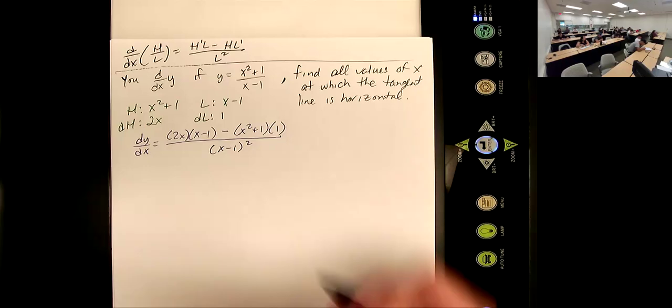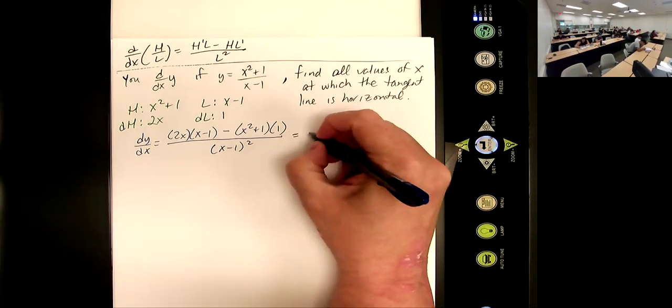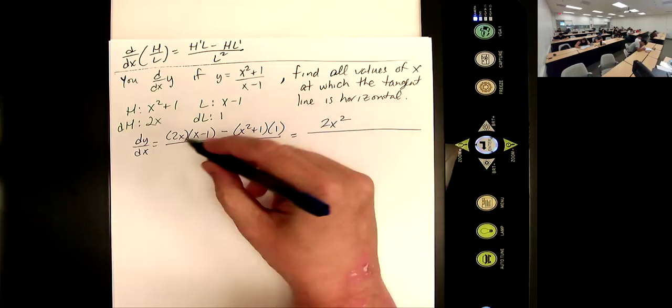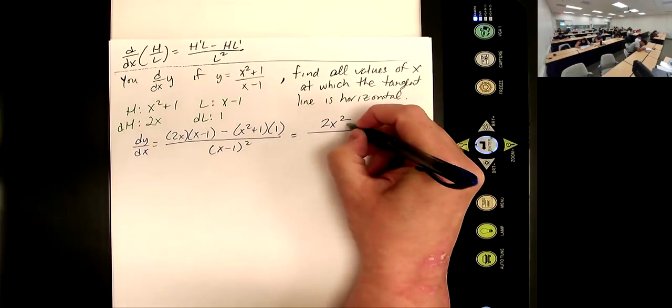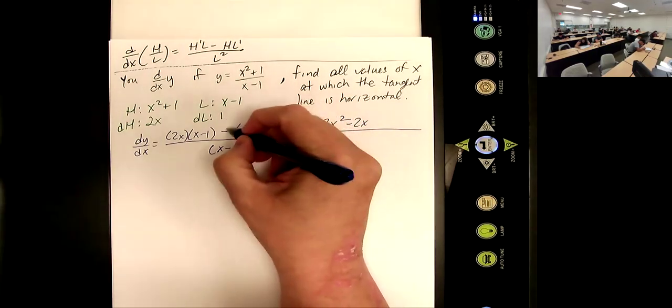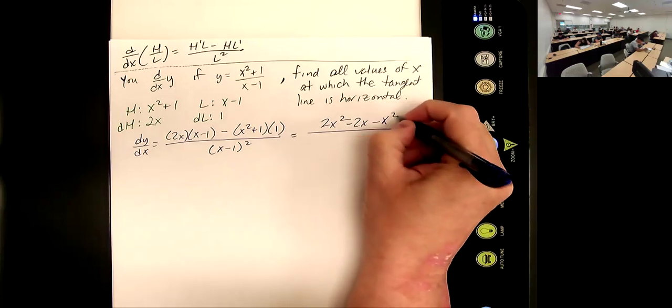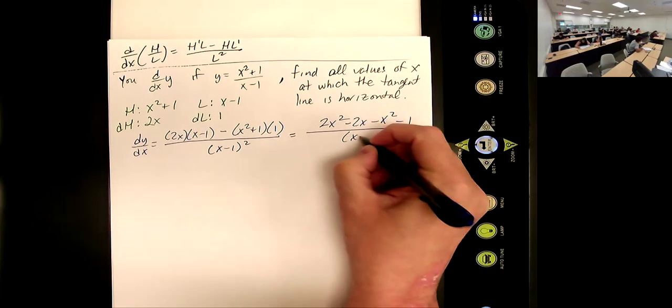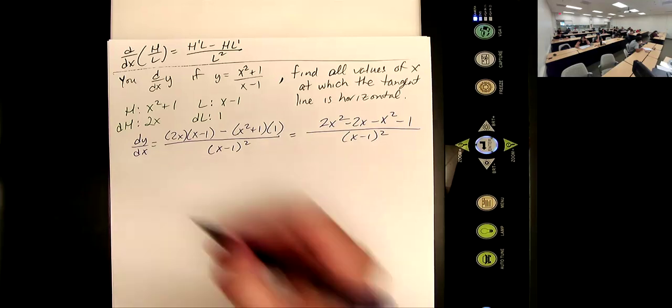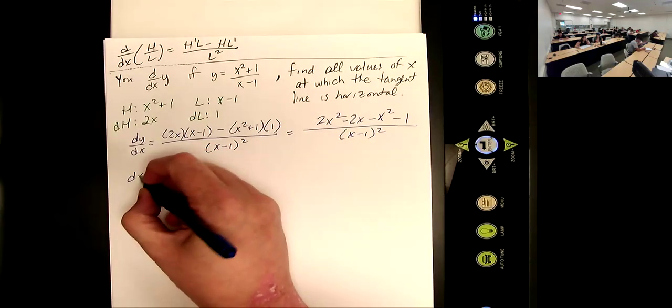So when we multiply that out on top, I have 2x times x is 2x squared. 2x times -1 is minus 2x. And then I'm literally just applying the minus to each of these, minus x squared and minus 1. That's what we have at the bottom still. And when we clean that up, what do we get?